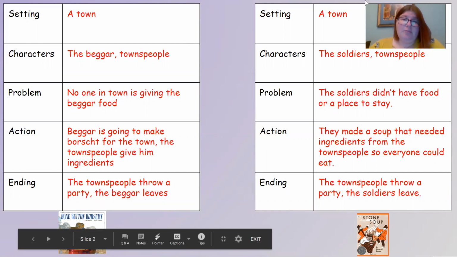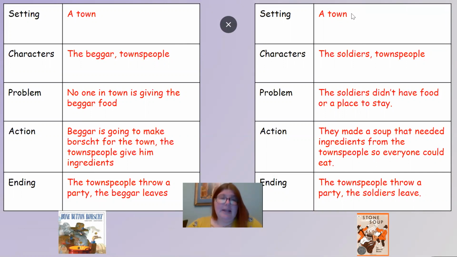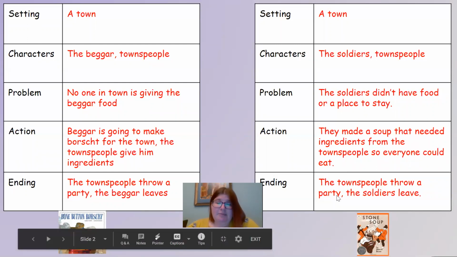In Stone Soup, the setting is a town. The characters are the soldiers and the townspeople. The problem is that the soldiers didn't have any food or a place to stay. The action is the soldiers made a soup that needed ingredients from the townspeople so everyone can eat. And in the end, the townspeople threw a party and the soldiers leave.